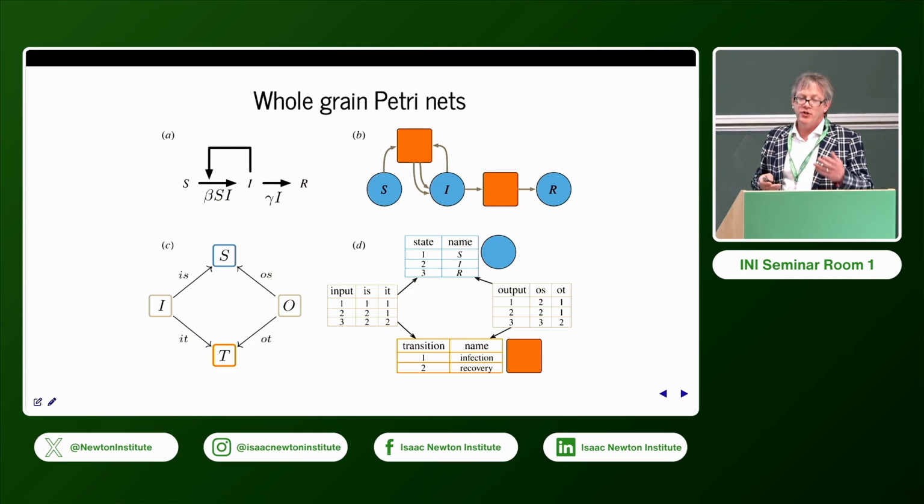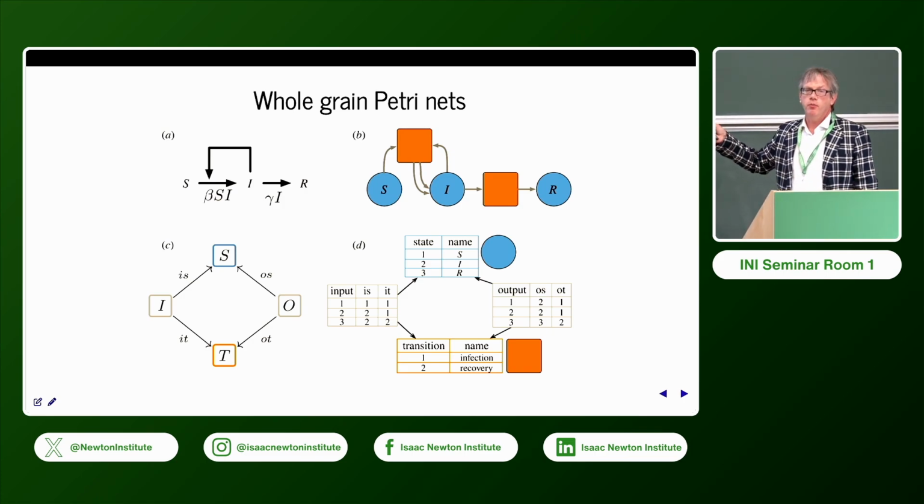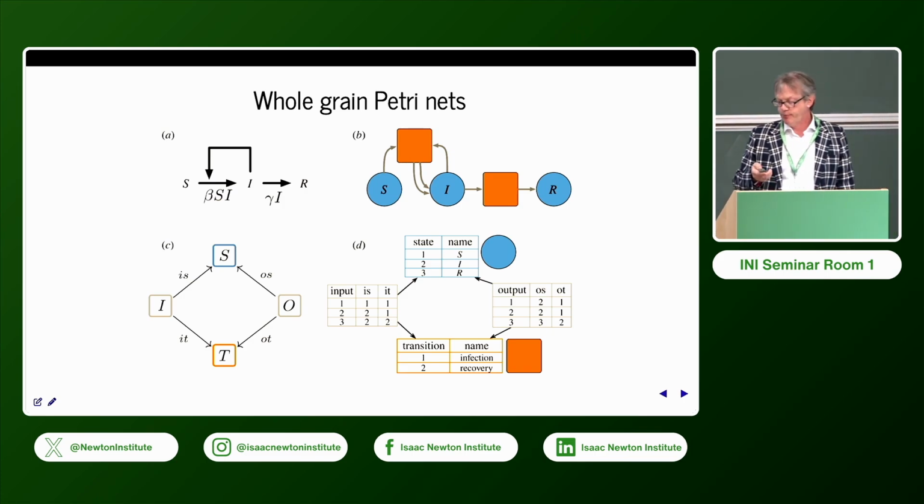Now, how this is represented in a sort of more categorical way is on the bottom left-hand side. It's a diagram of finite sets, and there are four types of sets. There are the states, S, I, R, there are transitions, T, which are infection and recovery, and then there are inputs and outputs, which essentially link everything up together. So we go from something that we can look at and looks quite nice to something down on the bottom, which is a structure that we can manipulate algebraically.